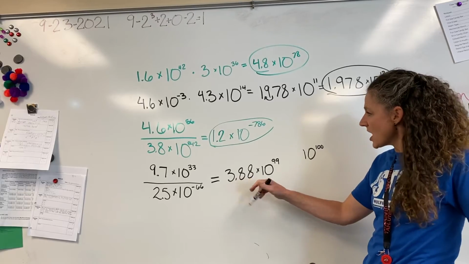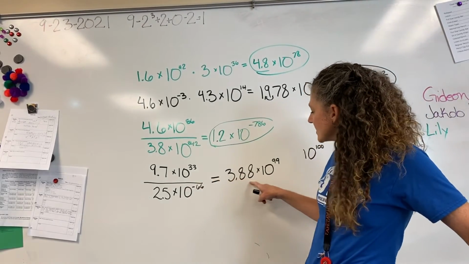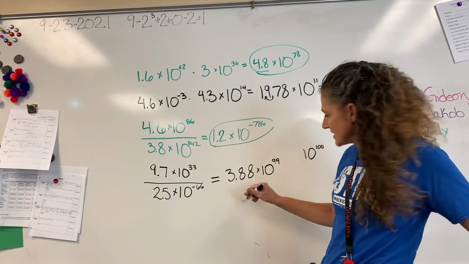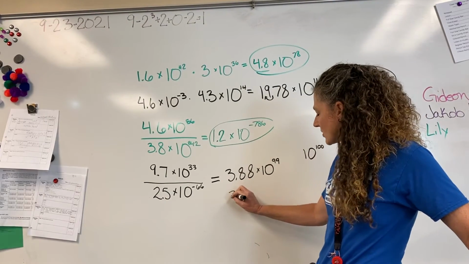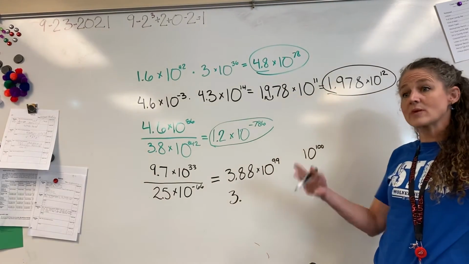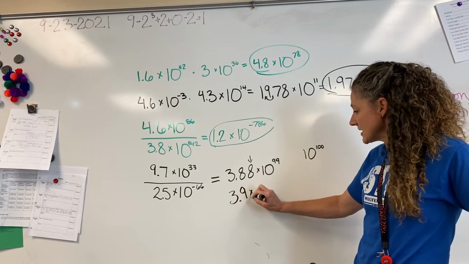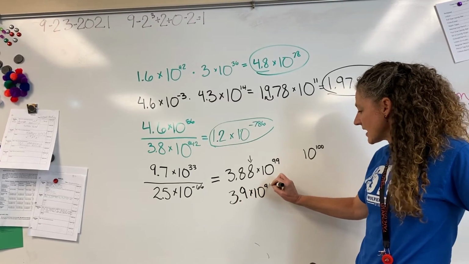So what's my last, so I will take it if you give me 2 decimal places, but ideally we should round. 3.88 rounds to what? 3.9, because this guy is bigger than 5, right? So 3.9 times 10 to the 99th.